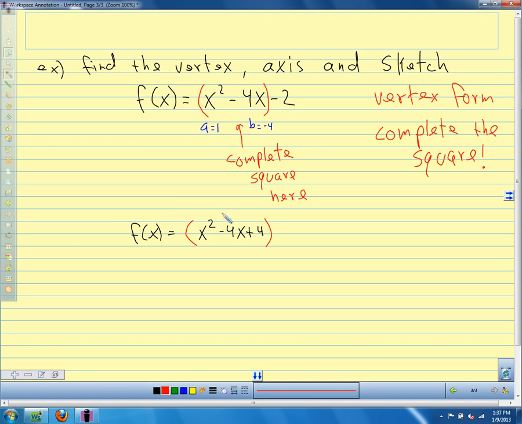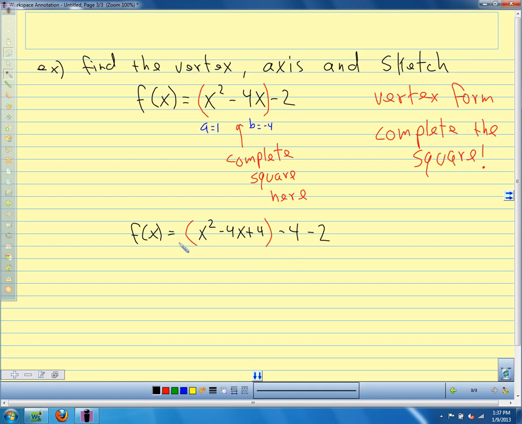Hopefully this starts to ring some bells because I know you've done it before. What we're going to do is add the 4 here, and then outside the parentheses, I'm going to subtract the 4. So basically I'm adding 0, so I'm not really changing anything. I add the 4 here, I subtract the 4 there, and I still have this negative 2. So I really haven't changed anything.